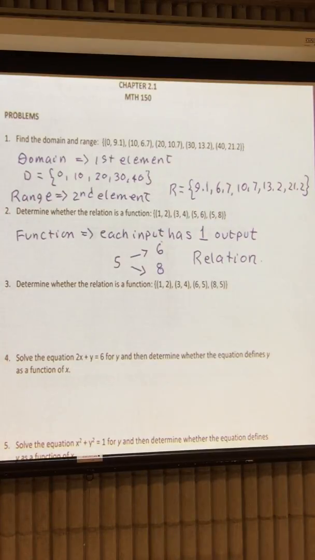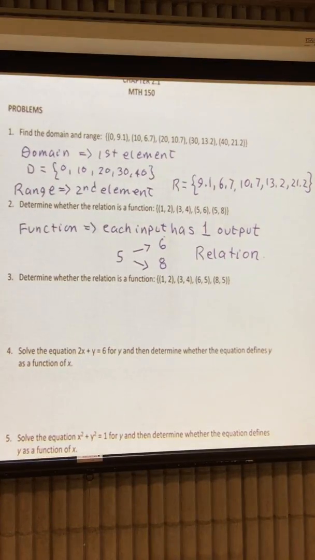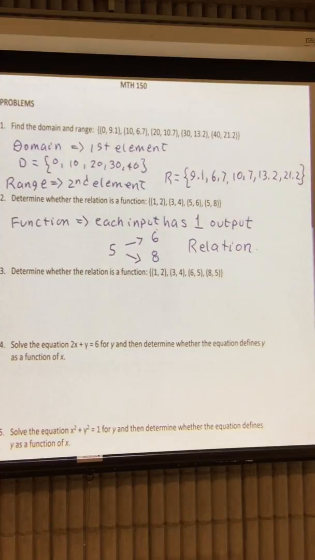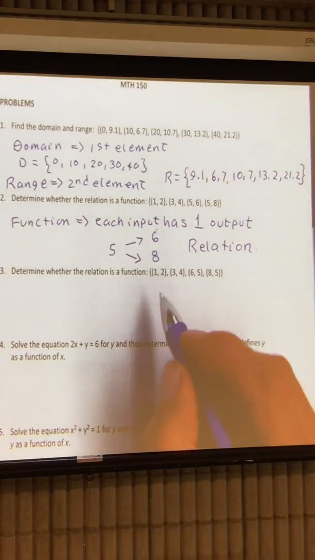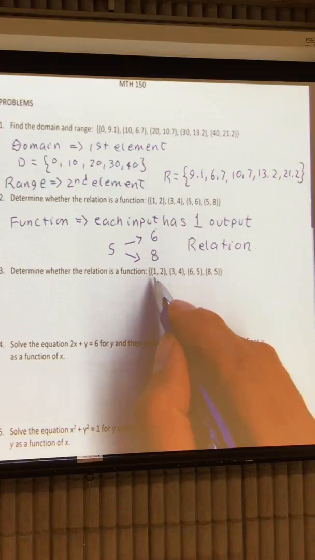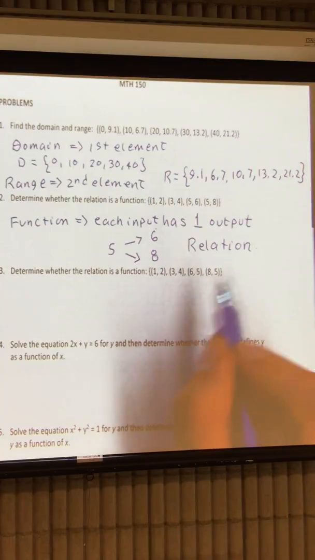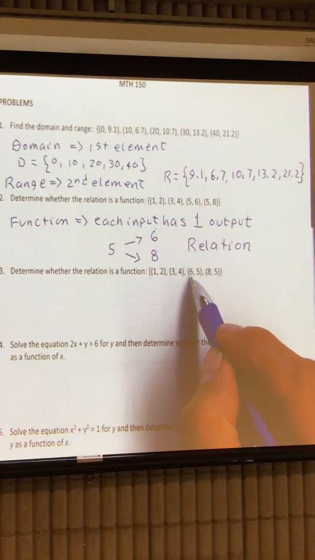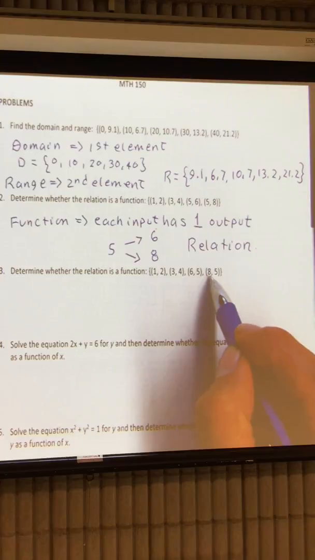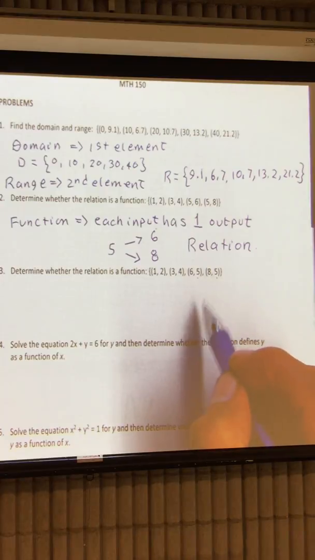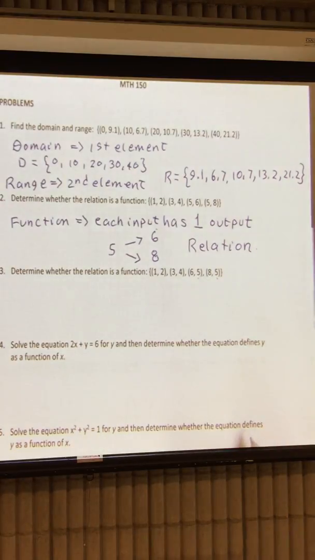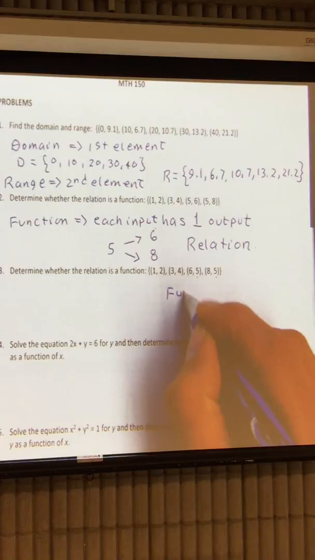Problem 3. Given an additional set of ordered pairs, does this define a function or a relation? First, check each ordered pair and make sure that the first element is listed only once. 1 goes to the output of 2, 3 goes to 4, 6 goes to 5, and 8 goes to 5. Although the output value of 5 is repeated, each input goes to exactly one output, so this determines a function.